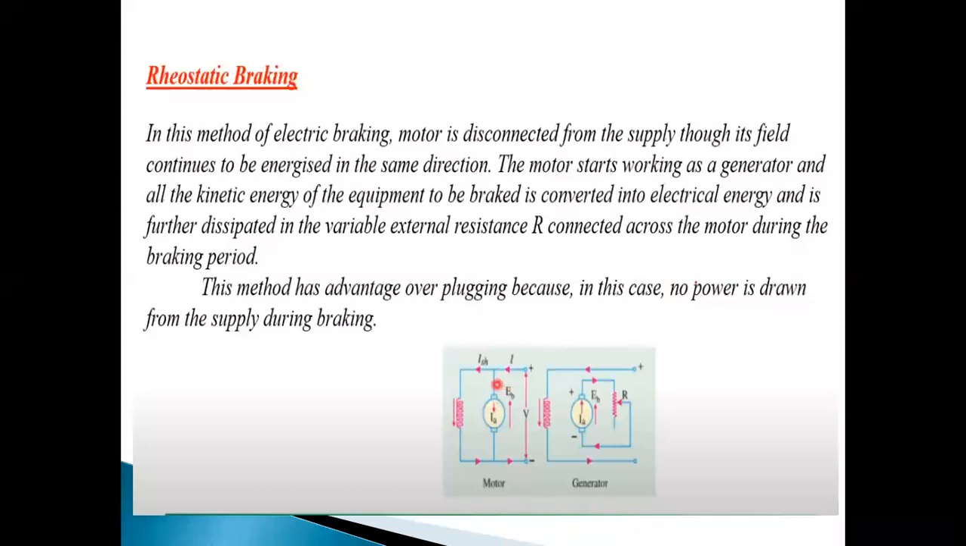So to reduce the speed of that train, what do you have to do? Disconnect the supply terminals from the armature winding terminals, and then the armature winding is connected to an external resistor, called R. By connecting the external resistance R, the speed of the motor is reduced. So the external resistance R is connected across the motor during the braking period.